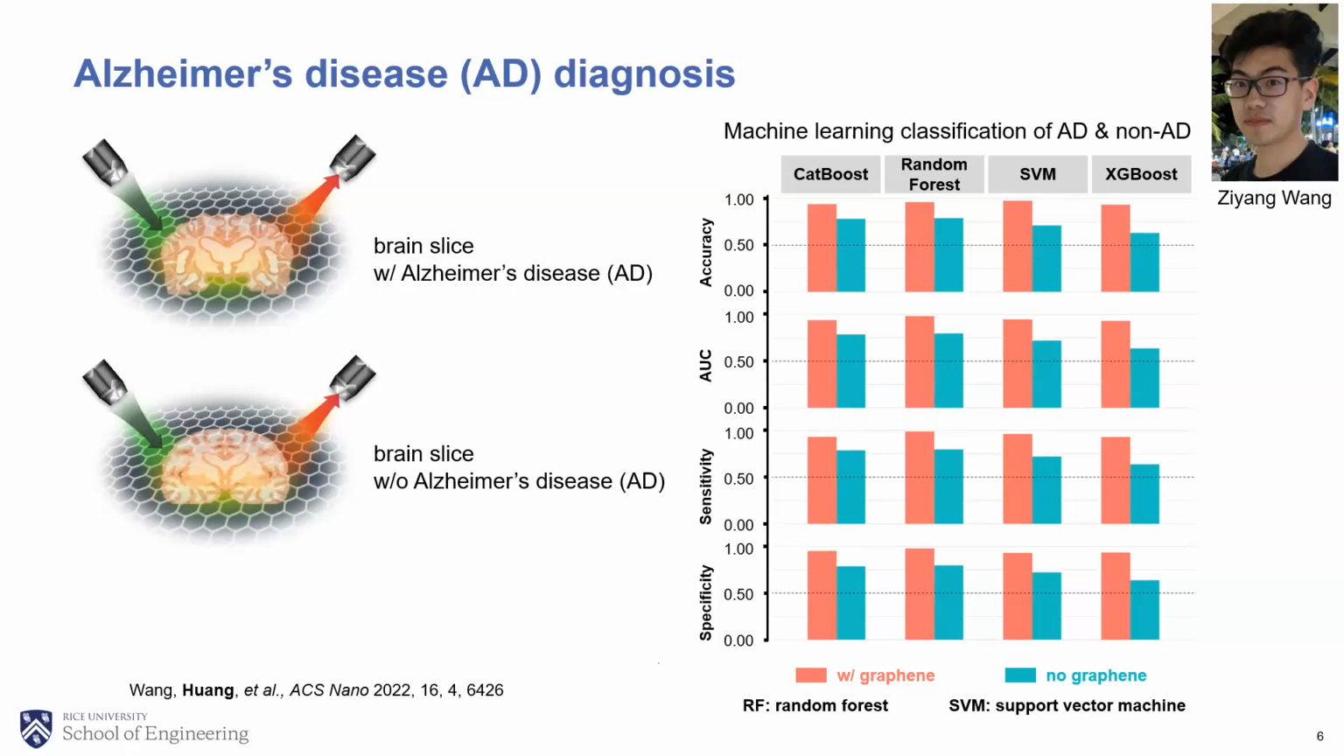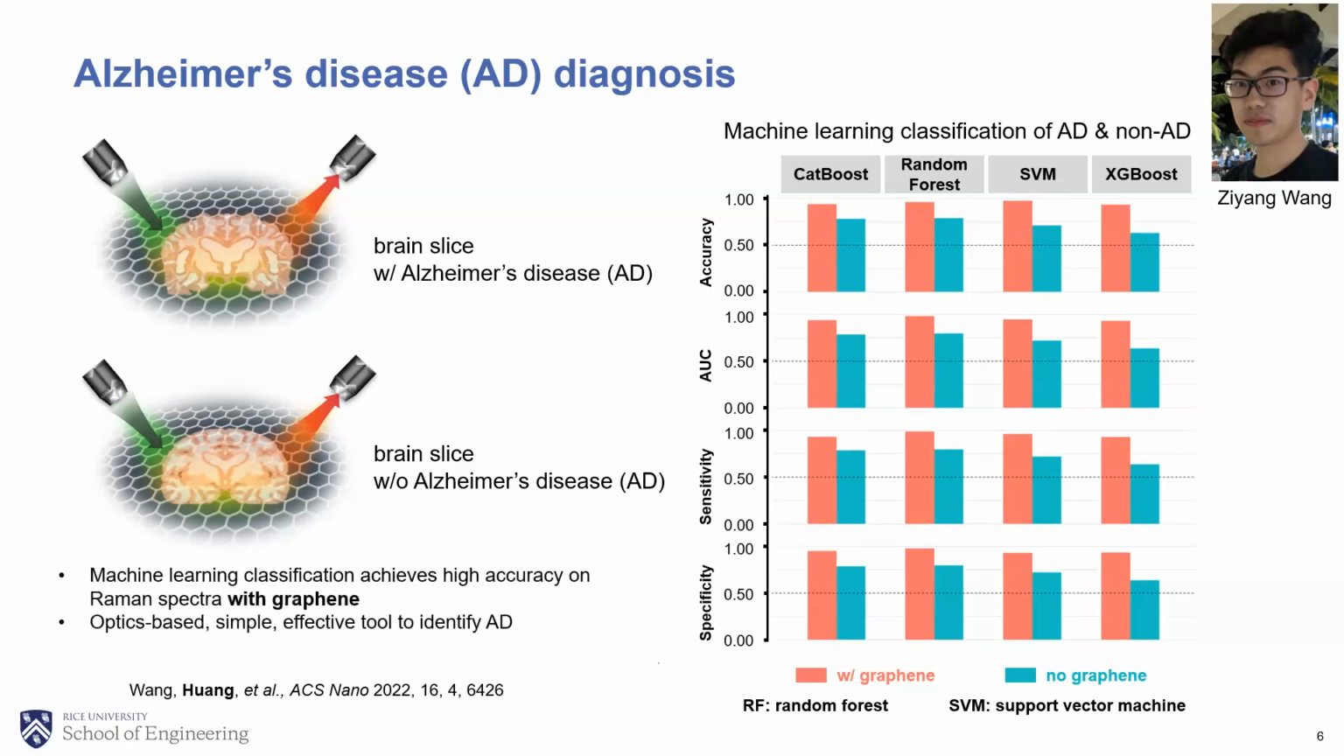So now we can see using graphene-assisted Raman spectroscopy, it can provide an optics-based, simple yet effective tool to identify AD. So this is very exciting. We can identify AD with high accuracy. But we want to see if machine learning can tell us something more about this simple classification of Raman spectra.